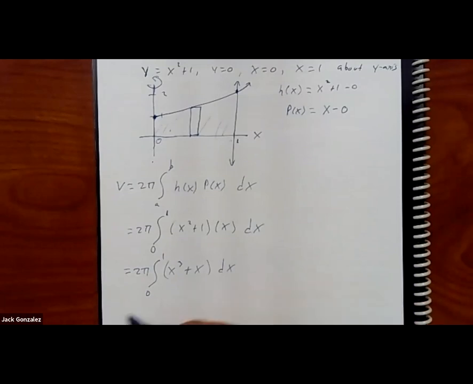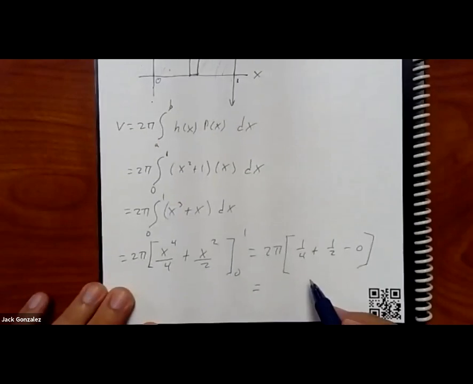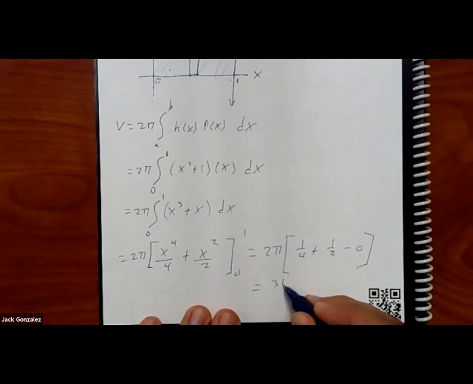So at that point, our answer would be x to the 4th over 4 plus x squared over 2 from 0 to 1, which would be 2 pi times 1/4 plus 1/2 minus 0. So our answer would be what? 1/4 plus 1/2 is 3/4, times 2, would be 3 pi halves, right?